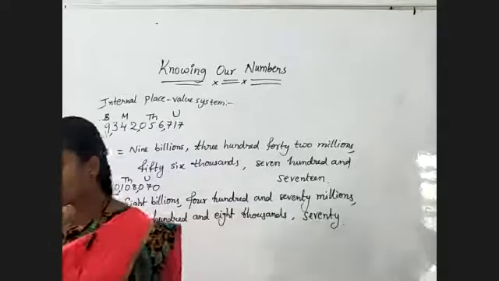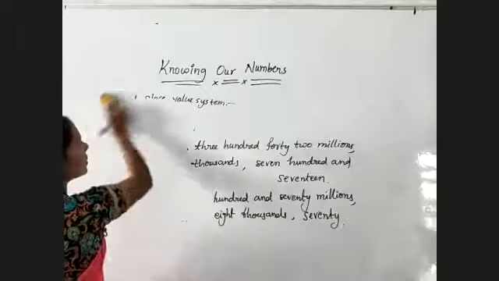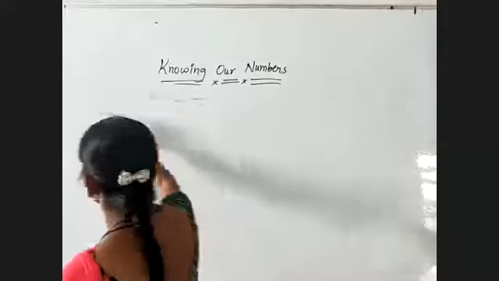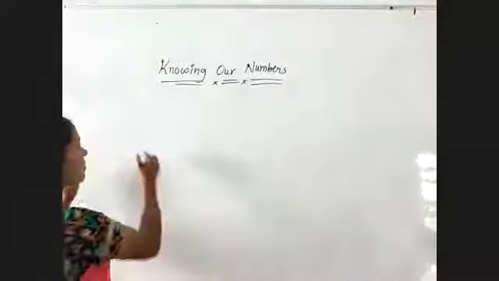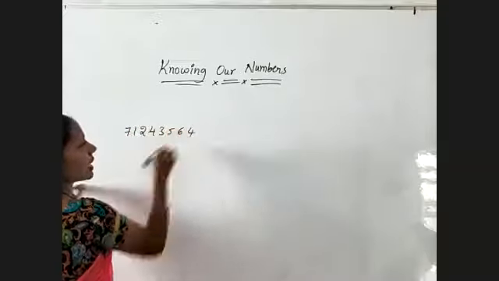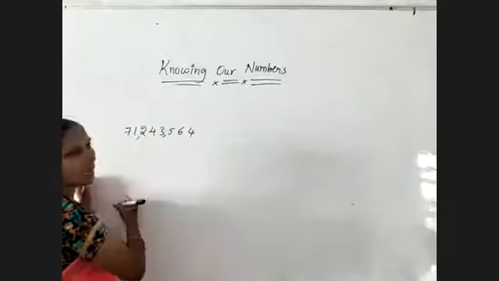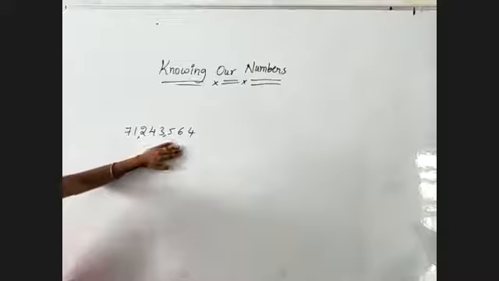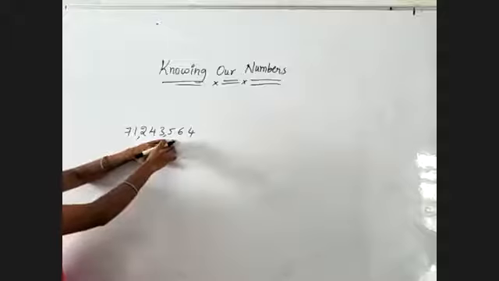Next, suppose I have given a number and I want to write it in both place value systems. How should I write? Suppose I give a number and I'm not mentioning the system. I just write the given number in words. Suppose I have written 7, 1, 2, 4, 3, 5, 6, 4 with commas, and I'm telling you to write this number in words. First of all, observe the digits and observe where the commas are inserted. In the units period, there are 3 digits.